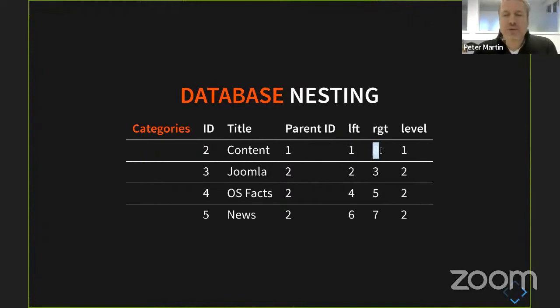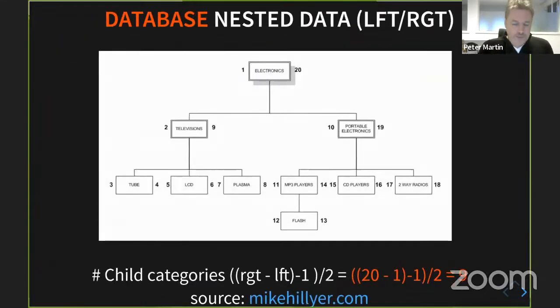So there's LFT and RGT, which mean left and right, and also level. You can see here that Joomla, OS Facts and News are all children of parent 2, so of the content, and they are all on the second level. So these are all child categories of content. And here you can see the order. To explain something about left and right, I would like to show you this sheet.